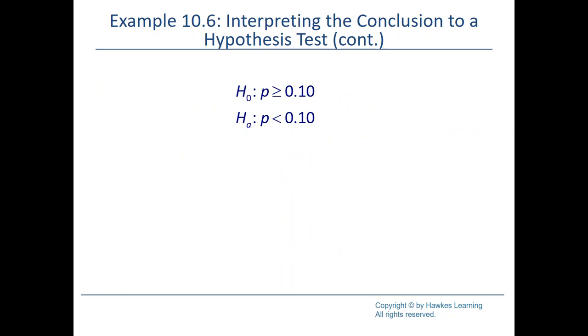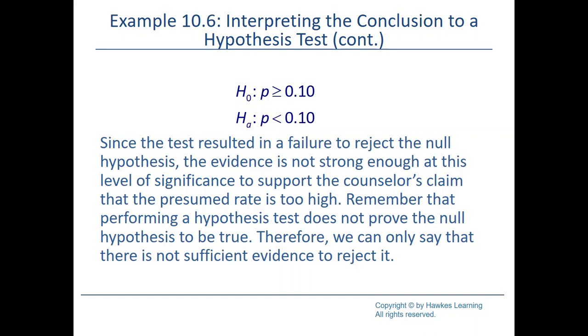And then I'm going to remind myself that since the result was that we fail to reject the null, that means there's not enough evidence to support the researcher's claim, the counselor's claim that the percentage was presumed to be too high, that it had to be smaller. So remember that performing a hypothesis test does not prove that the null is true. It just says we don't have enough evidence to say that it's not true.